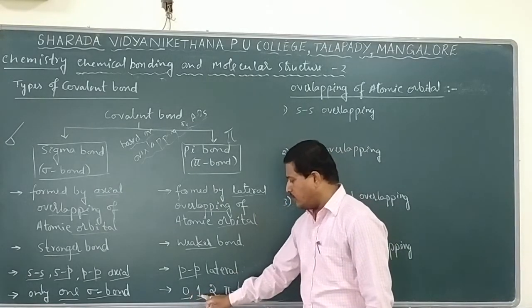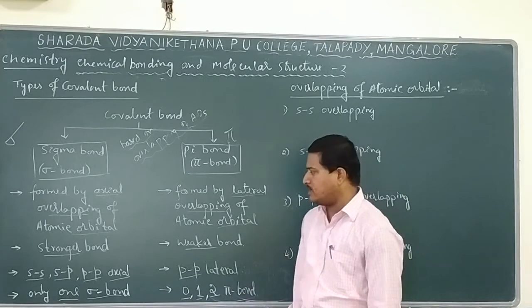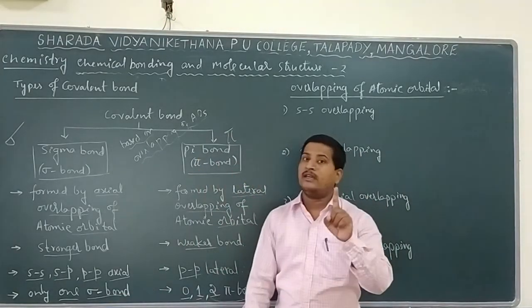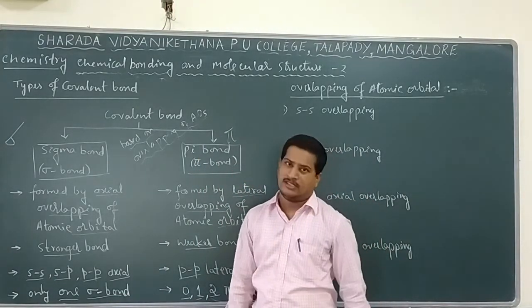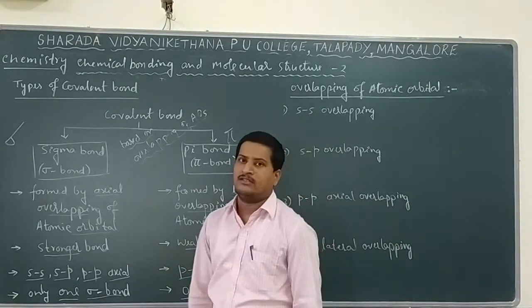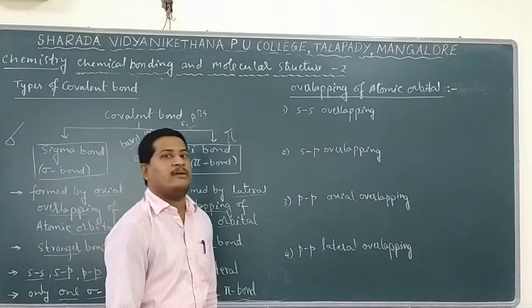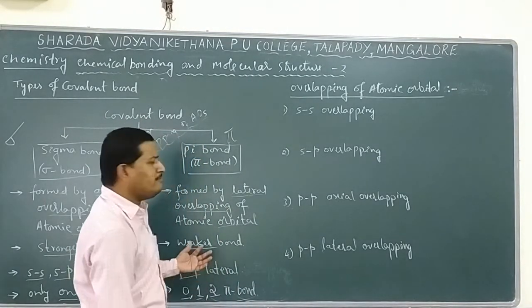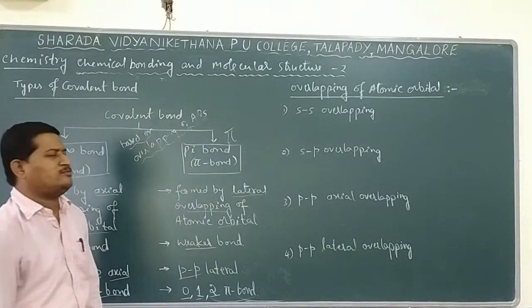So there may be 0, 1, or 2 pi bonds present, but the number of sigma bonds is always 1, and that is compulsorily present. So a sigma bond is compulsorily present, but a pi bond may or may not be present. That depends on the nature of the combining atoms. Okay, so that is about the major differences with respect to sigma and pi bonds.